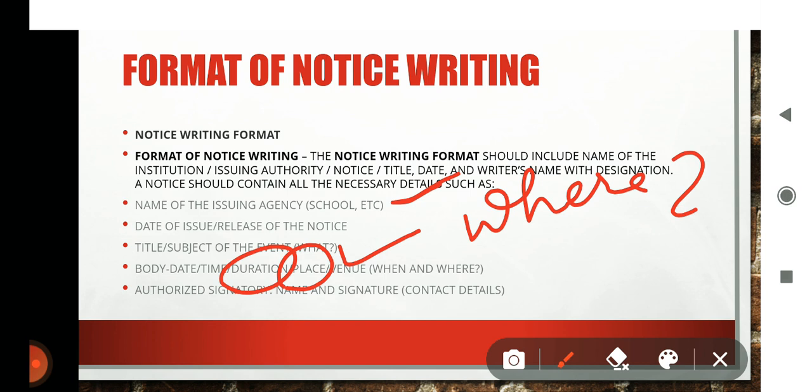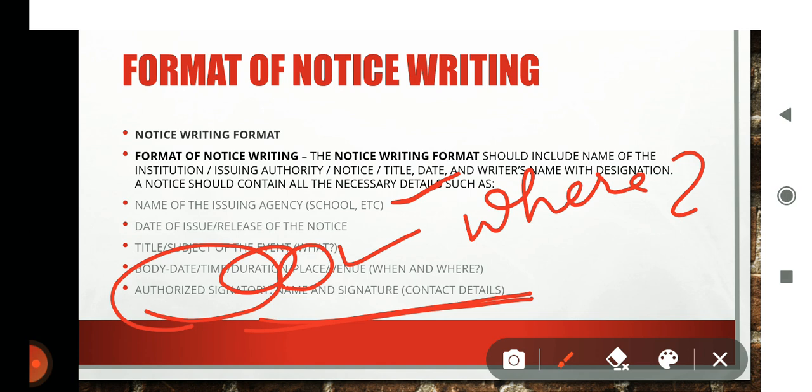Then authorized signatory means the name, the signature and the contact details of the person who is writing the notice. Because if you want to inform someone, like if you are writing a lost and found type of notice, and you are not giving your contact details, then any person who might find that lost thing that belongs to you, how could that person contact you? That is why it is very important, if you are writing any notice, you should mention your contact details along with your name and number.